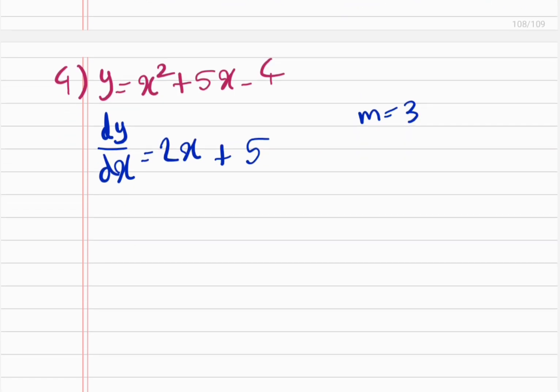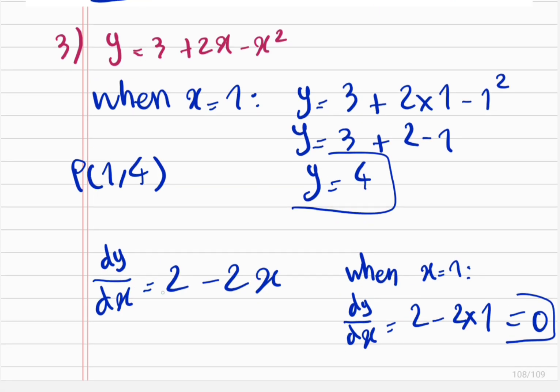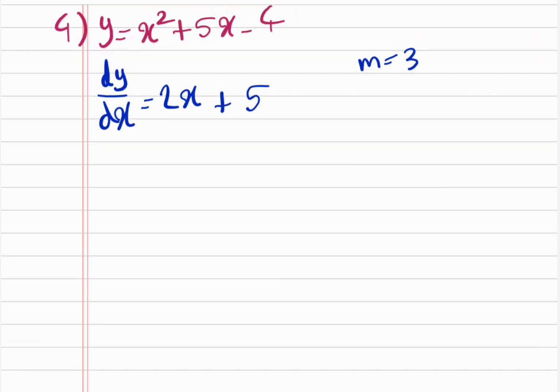Okay, so whenever we have a point and we want to find a gradient at that point, like the previous question, we first differentiate and then substitute the x coordinate to get the gradient. But this time, we have the gradient, which is 3, and we don't know the point. Or in other words, we don't know the x coordinate of the point. So basically, we just need to solve this equation 2x plus 5 is equal to 3.